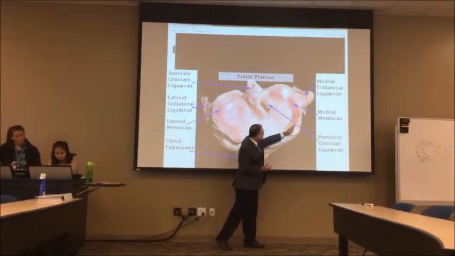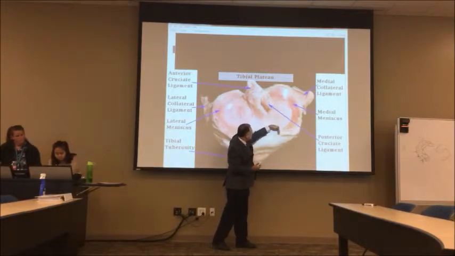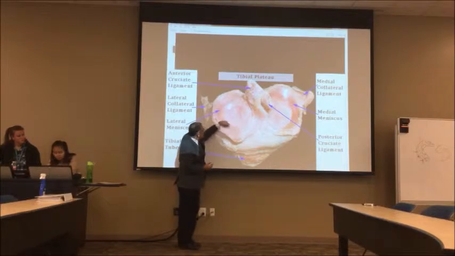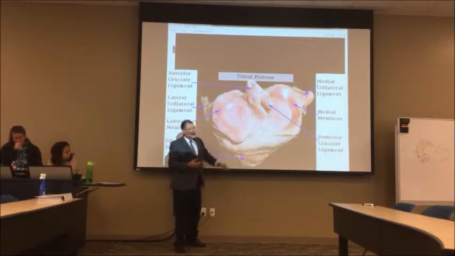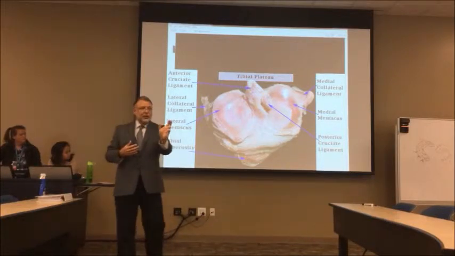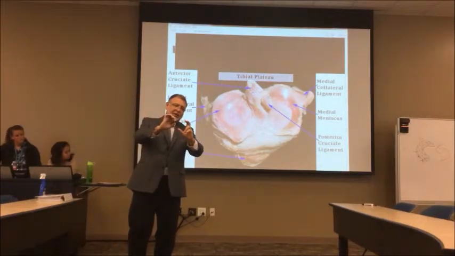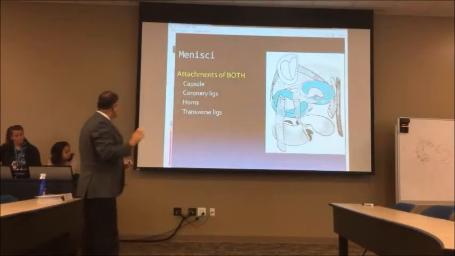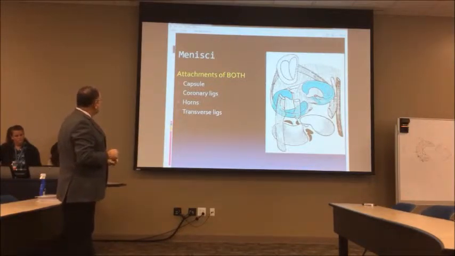The shape of the medial meniscus is more open, like a C. This one is a little closer, like a ring. So the medial side is always a little bit open. The lateral side is a little bit closed in this manner.